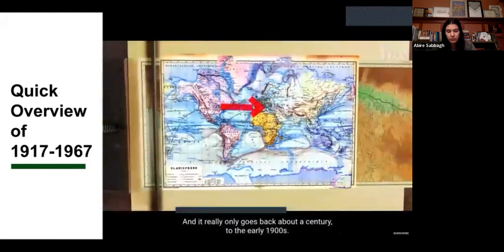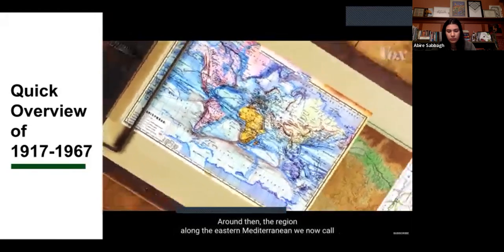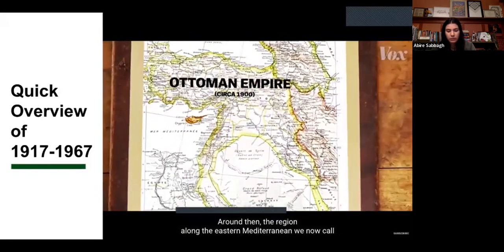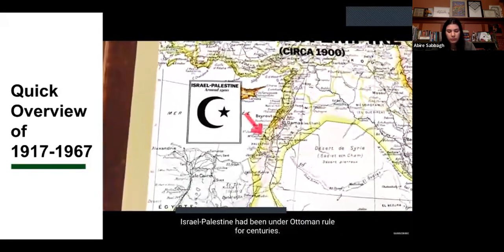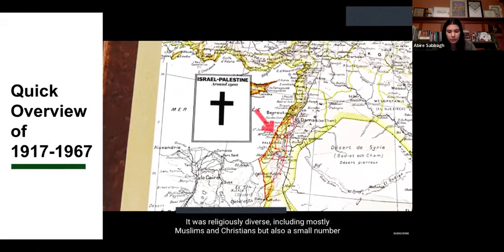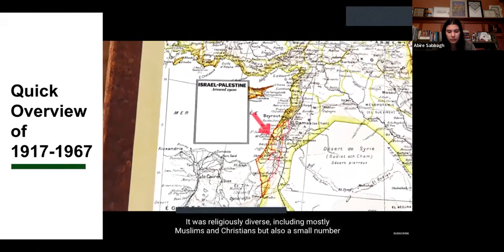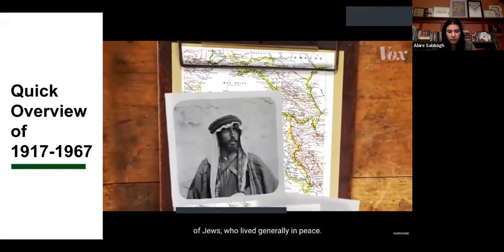Around then, the region along the eastern Mediterranean we now call Israel-Palestine, which had been under Ottoman rule for centuries, was religiously diverse, including mostly Muslims and Christians, and also a small number of Jews who lived generally in peace. It was changing in two important ways.